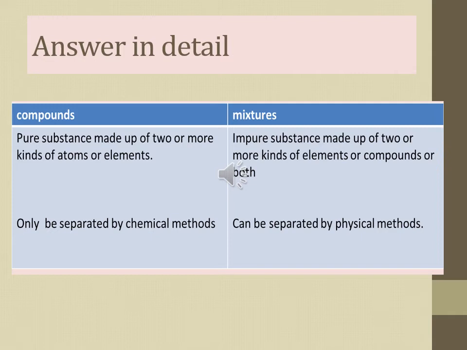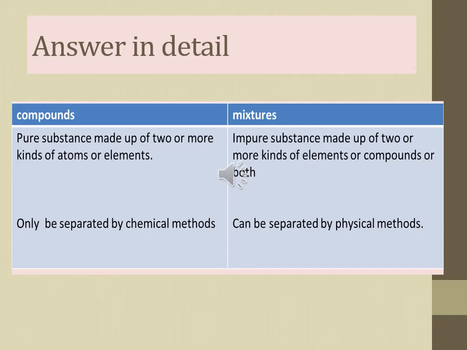Take and write. Then pure substances, put two columns. One column is compounds, another column is mixture. Write the heading. Now, a pure substance is made up of two or more kinds of atoms or elements.